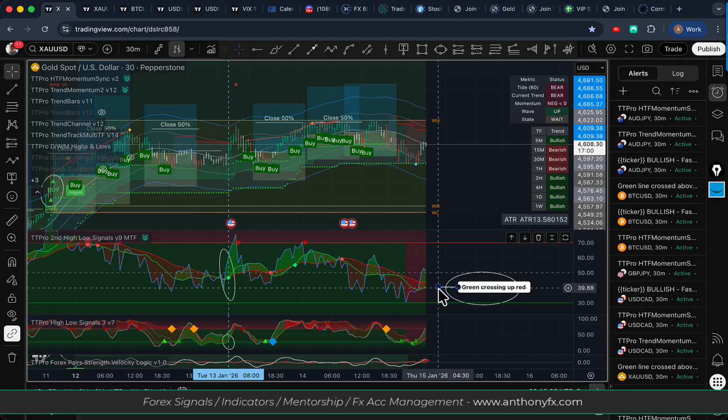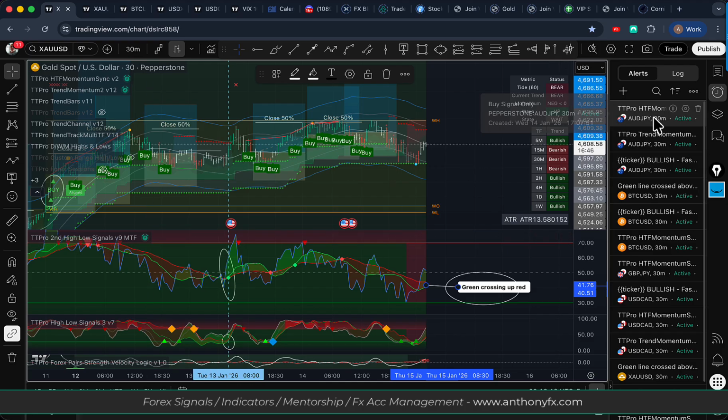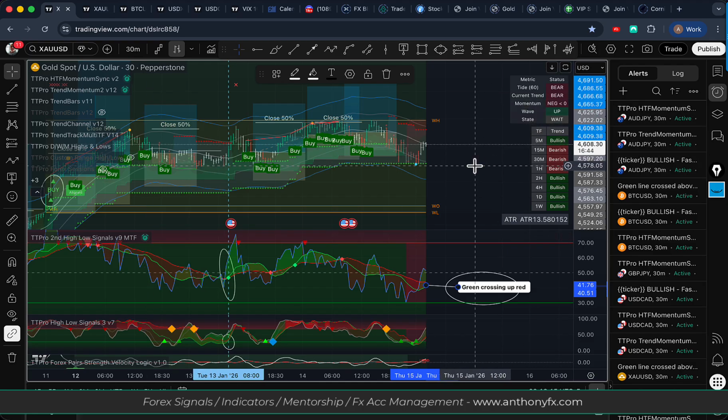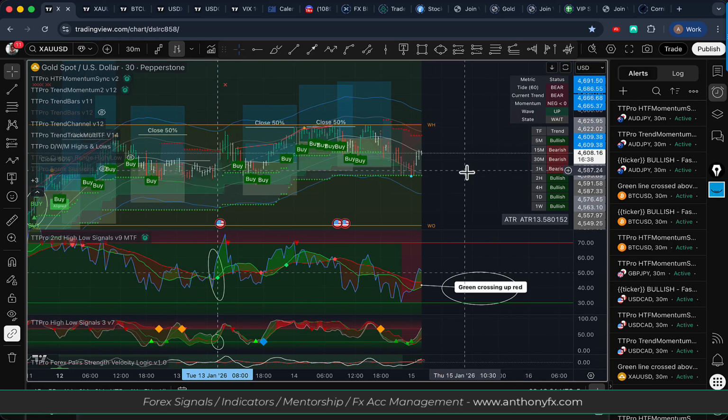I'm just waiting for this one here. I'm waiting for green to turn up above, to cross red. And we set the alarm. I got the alarm. You can see where my mouse is. So look, I can be anywhere, and that will go off on my phone. I can be at the restaurant. I can just jump into my TradingView on my phone and push the button.